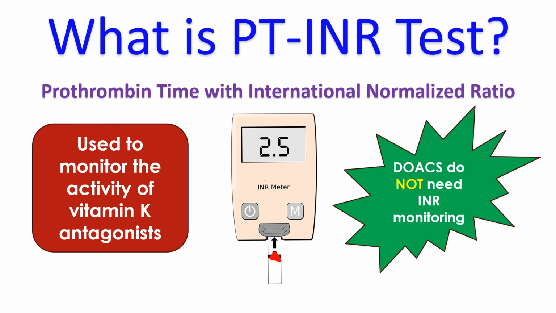Vitamin K antagonists are used for stroke prevention in atrial fibrillation as well as for deep vein thrombosis and pulmonary embolism. Non-vitamin K oral anticoagulants, NOACs, also known as direct oral anticoagulants, DOACs, like dabigatran, rivaroxaban, and apixaban, do not need INR monitoring. Warfarin is routinely used when there is a mechanical prosthetic valve to prevent valve thrombosis and thromboembolism.